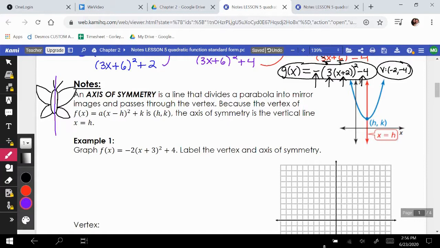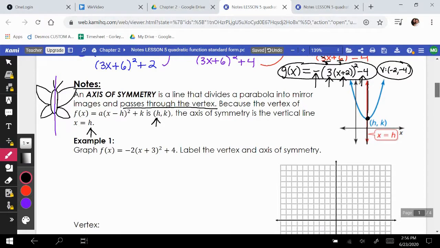Okay, it says because the vertex is h comma k, the axis of symmetry is the vertical line x equals h. That's really important to know that the axis of symmetry passes through the vertex. So if the vertex has an x value of h, then the axis of symmetry will also have an x value of h. Look at this picture. See how this is h comma k, and this line is x equals h. Remember, vertical lines have the format x equals some number.